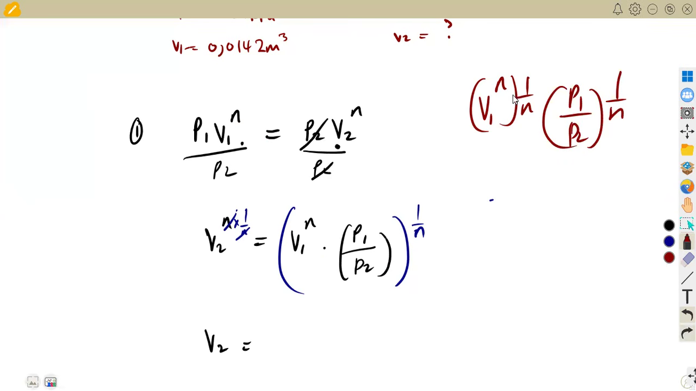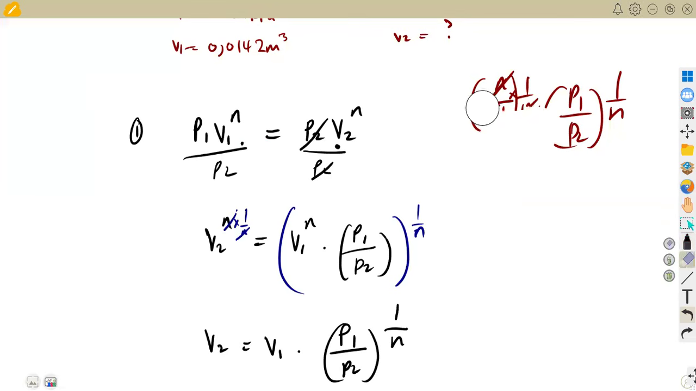This exponent affects this, and also here. But here there's an exponent we multiply, so this will cancel. You're left with V1 to the exponent of 1, because it is n over 1 times 1 over n. So n and n cancel, numerator to denominator. I'm just going to be left with V1 times, and here there's nothing that I'm going to do, it just remains as it is: P1 over P2 to the exponent of 1 over n.